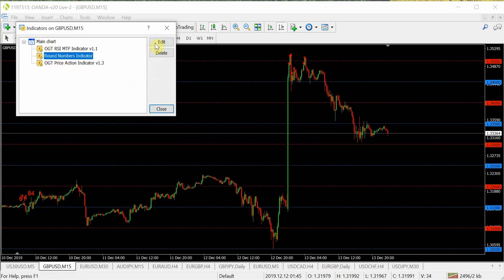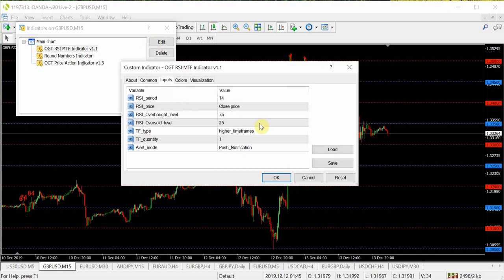We've also got the round numbers indicator. Again, I'll link that inside the description, along with a video on how to use it, but that just loads up lines at key psychological levels there. And then my RSI MTF indicator version 1.1.